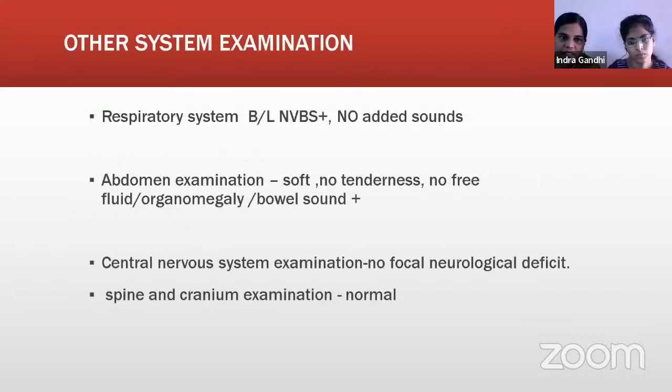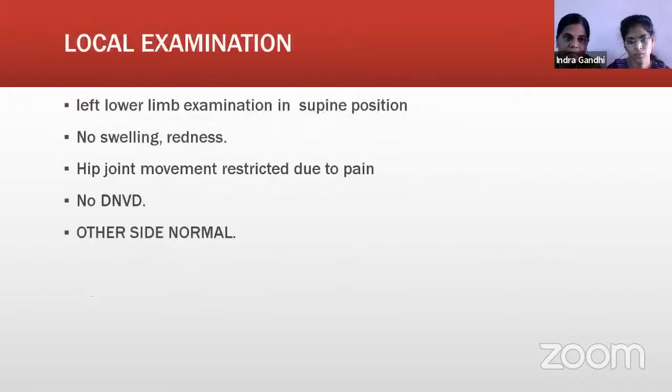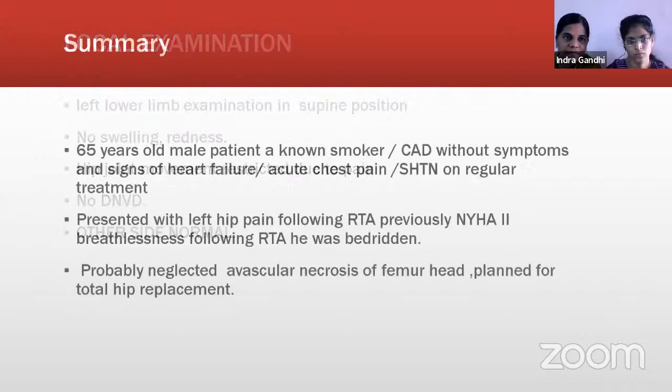Other system examination, respiratory system: bilateral normal vesicular breath sounds present, no added sounds. Abdominal examination: soft, no tenderness, no free fluid, no organomegaly, bowel sounds present. Central nervous system examination: higher functions normal, no focal neurological deficit. Spine and cranial examination normal. Local examination, left lower limb examined in supine position, no swelling or redness. Hip joint movements restricted due to pain, no distal neurovascular deficit. Other side was normal. Okay.